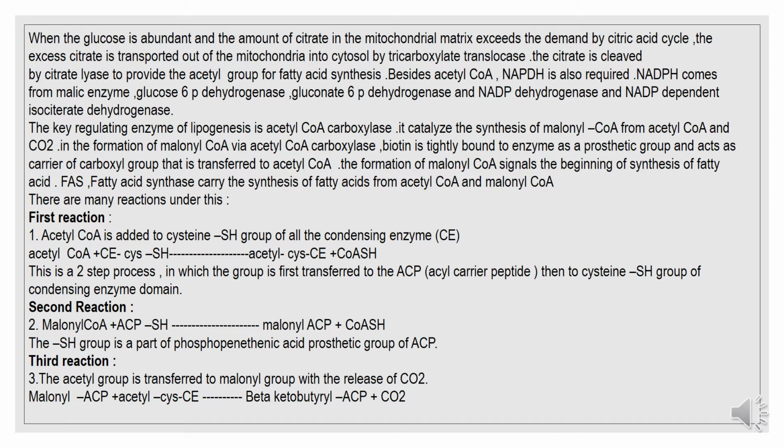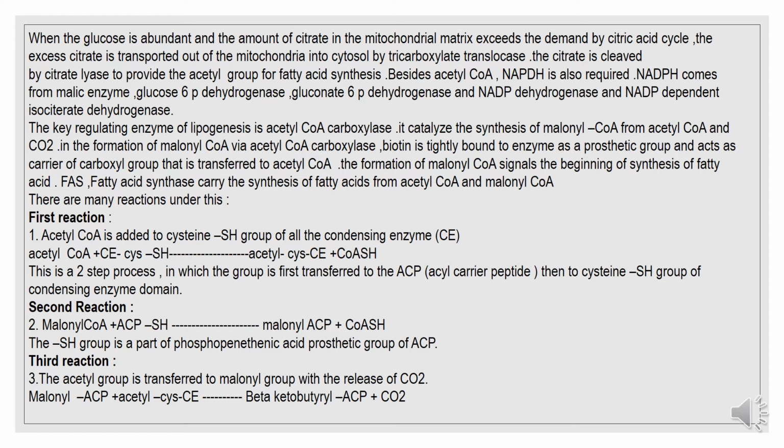It catalyzes the synthesis of malonyl coenzyme A from acetyl coenzyme A and carbon dioxide. The formation of malonyl coenzyme A occurs via acetyl coenzyme A carboxylase. Biotin is tightly bound to the enzyme as a prosthetic group and acts as a carrier for the carboxyl group that is transferred to acetyl coenzyme A. The formation of malonyl coenzyme A signals the beginning of the synthesis of fatty acids.